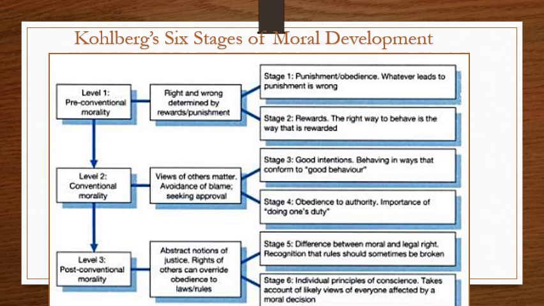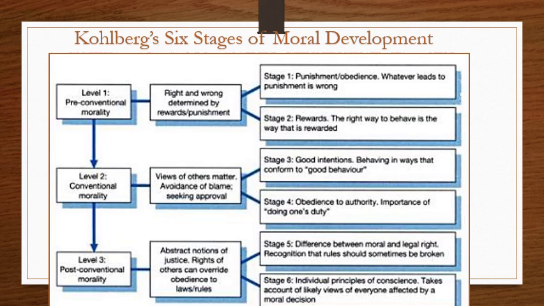So here are Kohlberg's 6 stages of moral development. It's broken down into level 1, level 2, and level 3. Level 1 is primarily concerned with right and wrong and is determined by rewards and punishment. Level 1 is called pre-conventional morality, and it encompasses 2 stages. Stage 1 is punishment and obedience. Whatever leads to punishment is wrong. Stage 2, rewards. The right way to behave is the way that is rewarded.